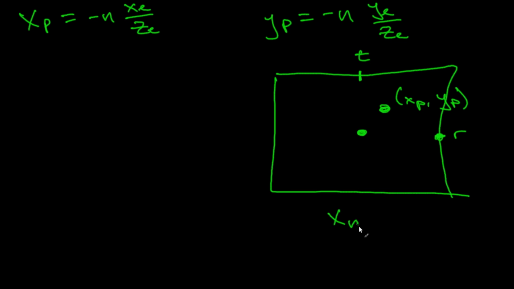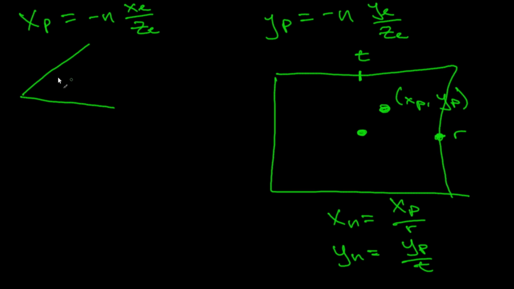We could say xn, our normalized x coordinate between negative 1 and 1, is just xp over r, that's the proportion, and yn is yp over t. So these would give us the proportions, and then we'd be able to do our transformation. We'd have our projection into that normalized space just like we need. Well, how do we figure out t and r? Well, we can do it.